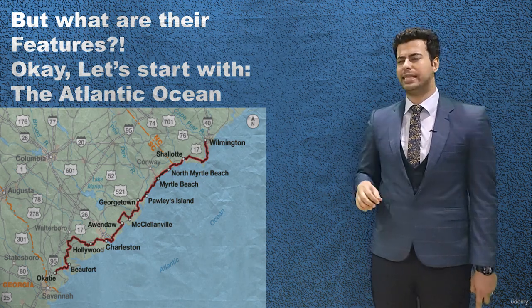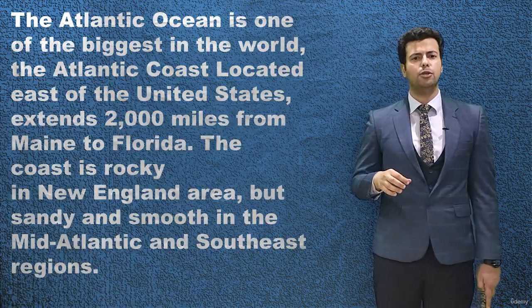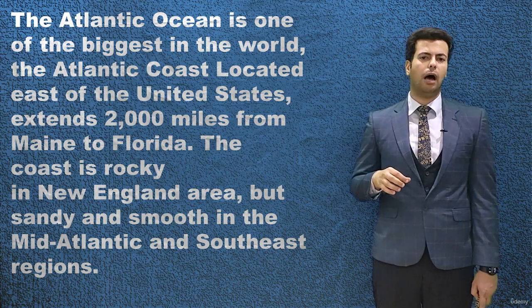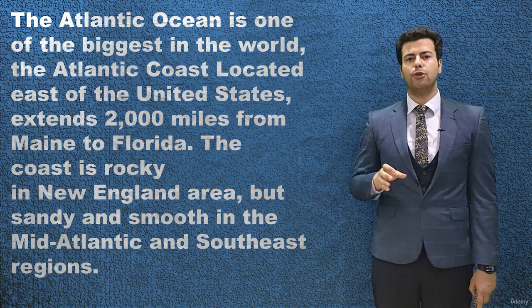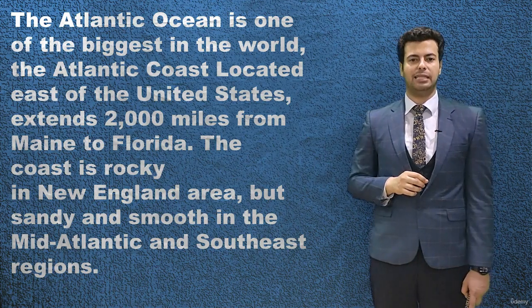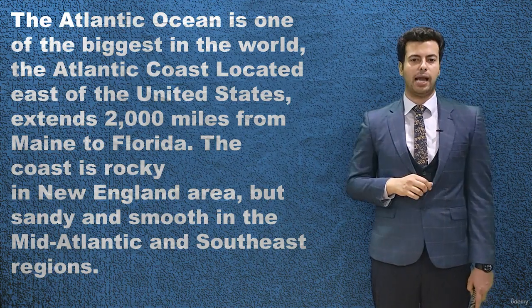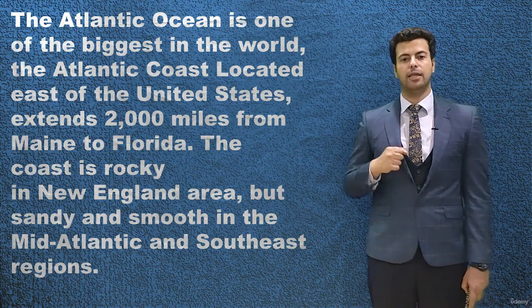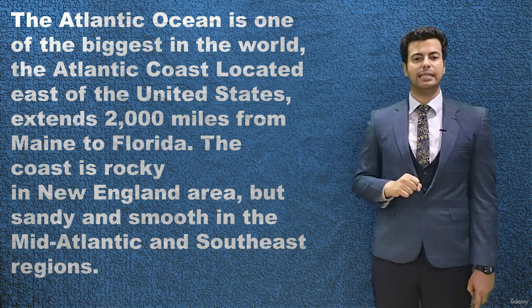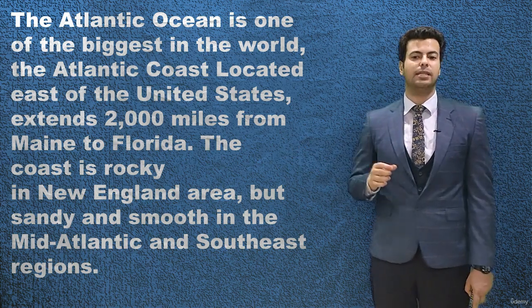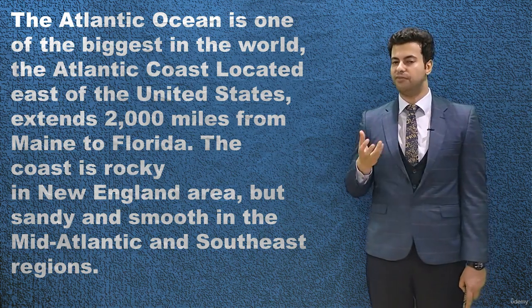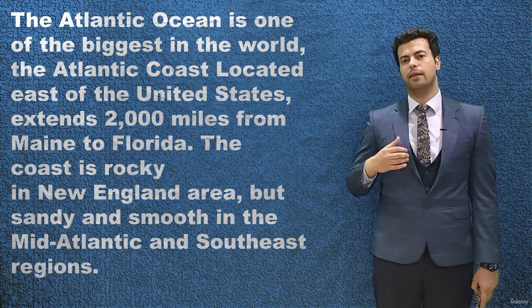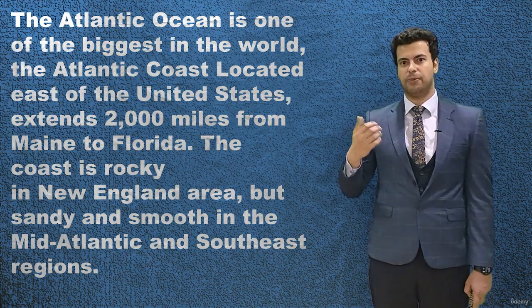Okay, let's start with the Atlantic Ocean. The Atlantic Ocean is one of the biggest in the world. The Atlantic coast, located east of the United States, extends 2,000 miles from Maine to Florida. The coast is rocky in the New England area, but sandy and smooth in the Mid-Atlantic and Southeast regions. This is why a lot of people love and prefer to go to Miami Beach rather than other beaches of the state.